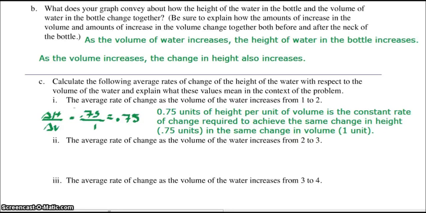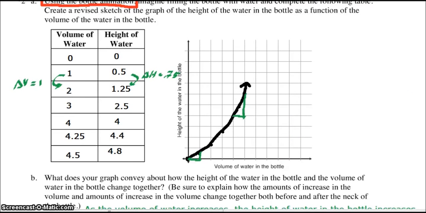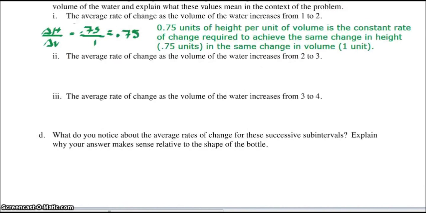0.75 units of height per unit of volume is the constant rate of change required to achieve the same change in height, 0.75 units, in the same change in volume. Another way to think about it is it would be the slope that connects these 2 points here of a straight line. Because we didn't have a constant rate of change here, but the average rate of change is the constant rate of change needed to achieve the same change in height for that 1 unit change in volume. Next, we're asked to find the average rate of change as the volume of the water increases from 2 to 3.